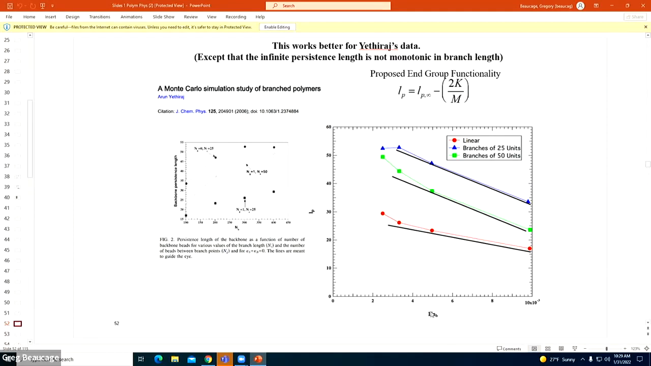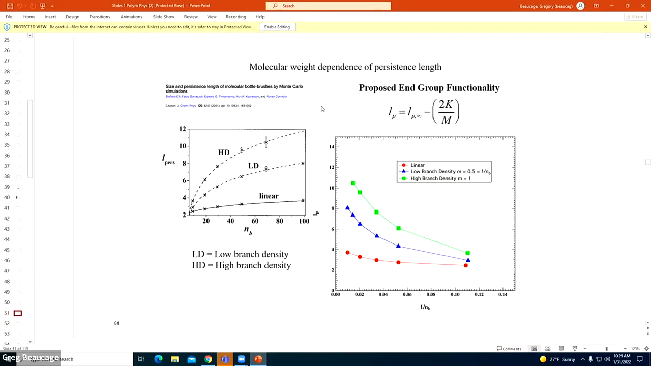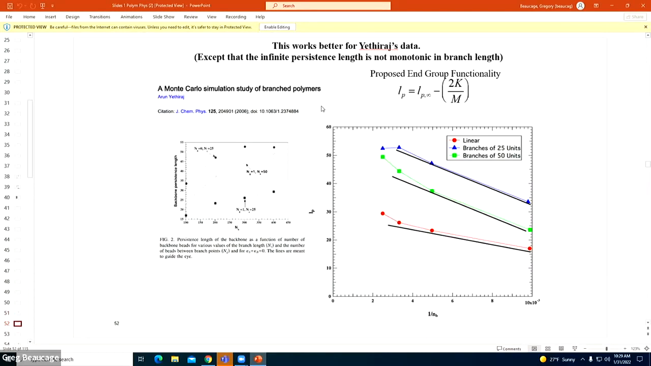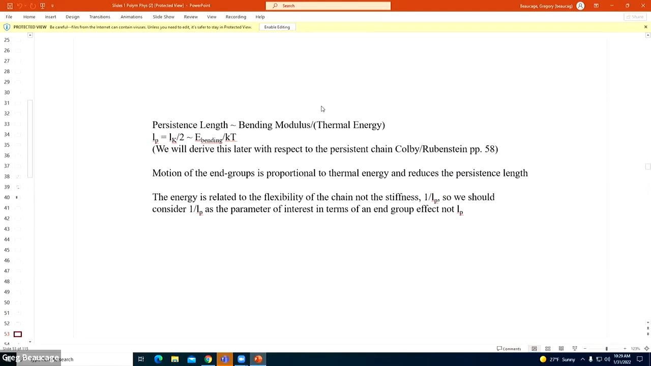So this is 1 over N, so this is the high molecular weight end over here. That function doesn't exactly work at the high molecular weight for this guy, and doesn't work for the low molecular weight for this guy. So something is kind of wrong with it.